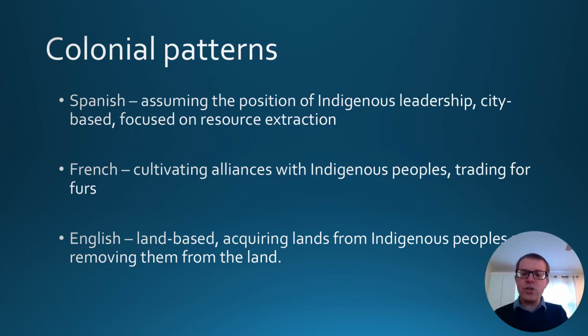But the goal is to acquire the land, not necessarily precious metals or trade goods, but to take land and then grow food on it, or grow cash crops and make money off these cash crops. All forms of English colonialism are used to take land from indigenous peoples and then remove indigenous peoples from this land. This is the basis of what we would call settler colonialism. We'll talk about that a little bit more shortly.